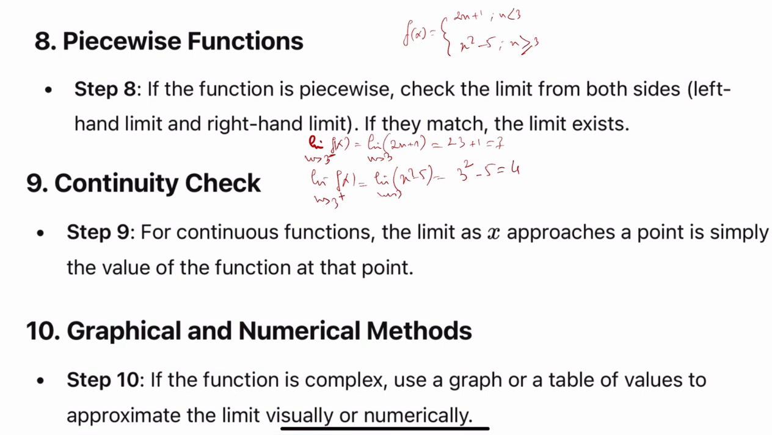And since the limit does not exist, it cannot equal the function's value at x equal to 3. So to recap for the continuity check, the function f of x is not continuous at x equal to 3, because the limit as x approaches 3 does not exist. For a function to be continuous at a point, the limit must exist and be equal to the function's value at that point.